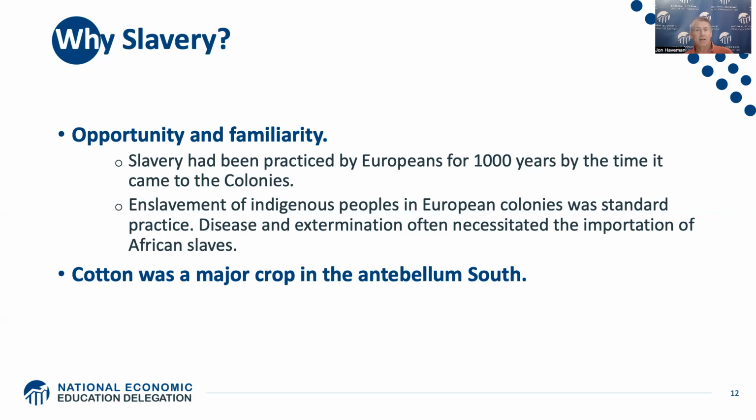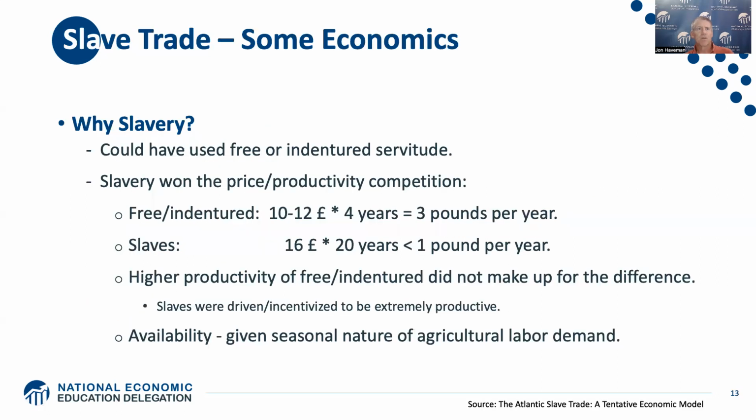Right, and cotton was a major crop in the antebellum South. It's very labor intensive, and slavery was cheaper than paying free labor, cheaper than indentured servitude. And just a little economics on the difference in costs. Right, so why slavery? You could have used free indentured servitude. Slavery won the price productivity competition.